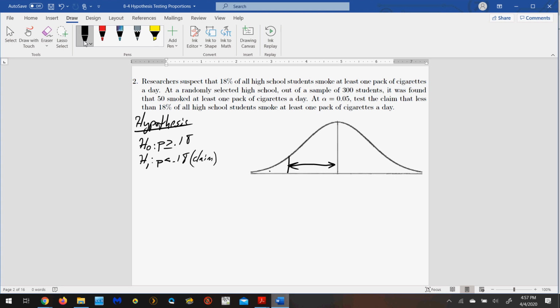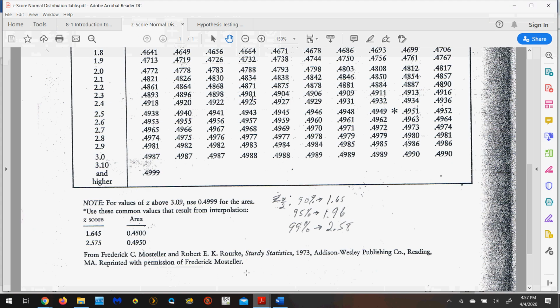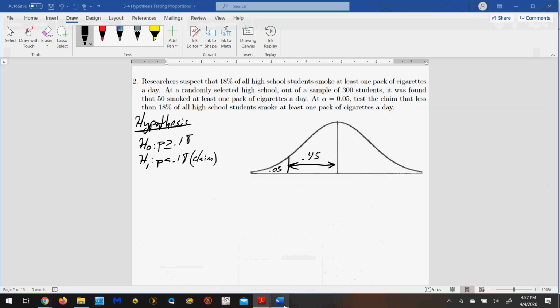Alpha is 0.05, which means the leftover would be 0.45, which I would have to look up on the Z table. So I need to find the value closest to 0.45, and it happens to be the other special Z-score, which is 1.645, and it would be negative here.